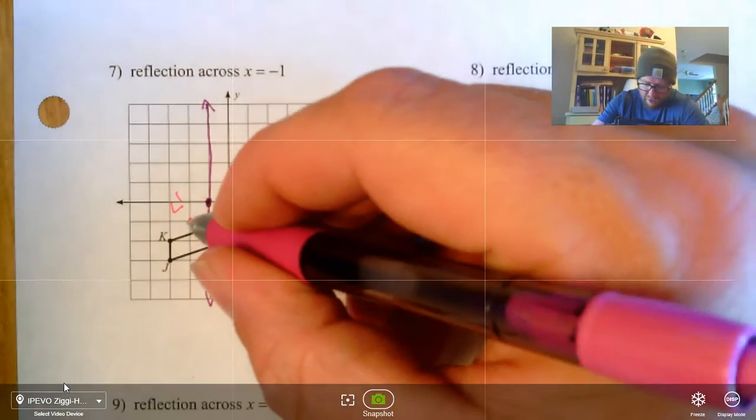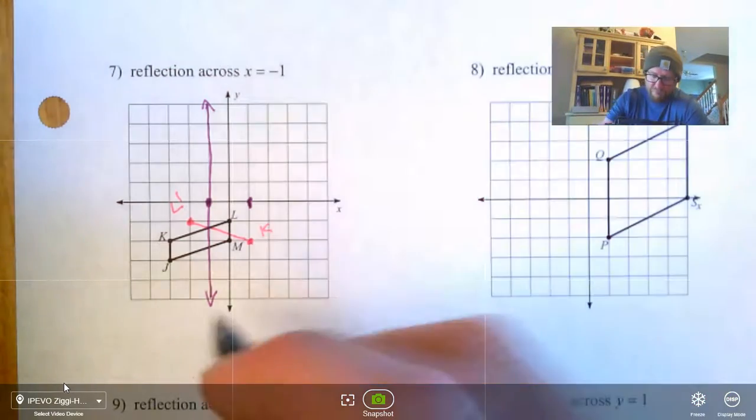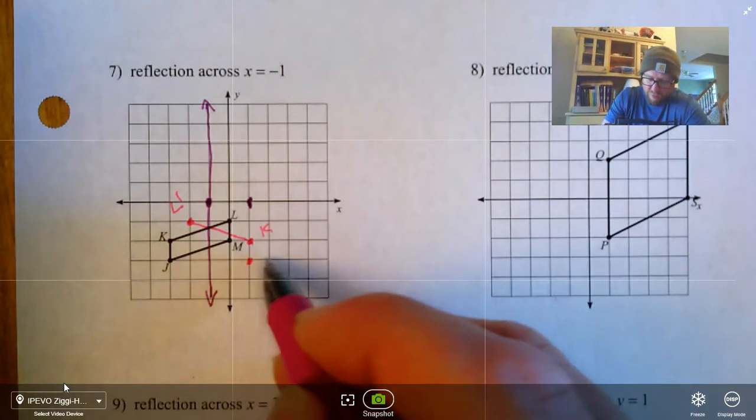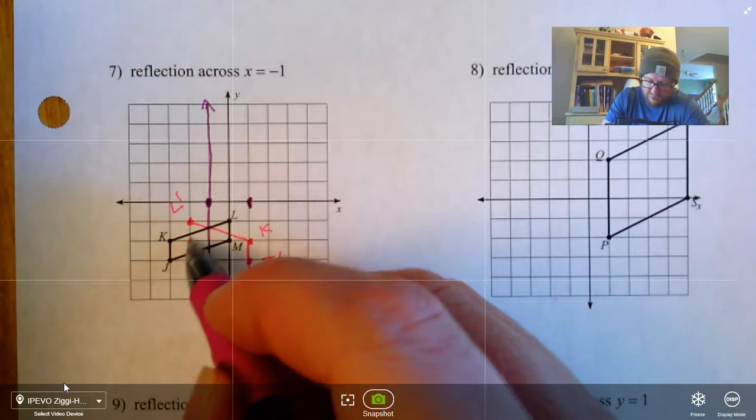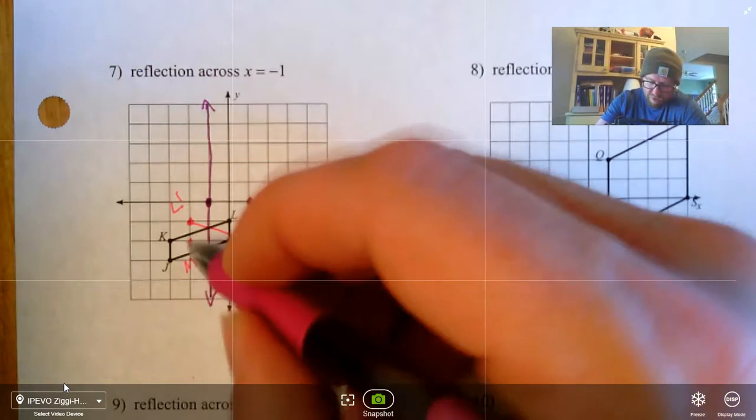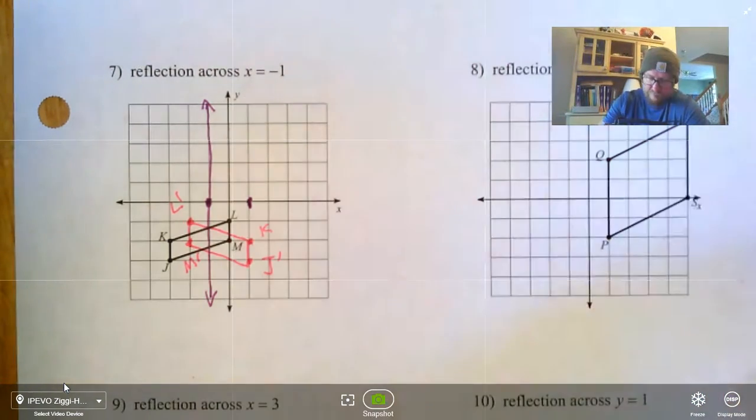And let's just go ahead, I'm going to connect those right now. J is 2 spaces, so 2 spaces in the other direction for J prime. And M is 1 space, so 1 space in the other direction for M prime. You connect them up and you're done.